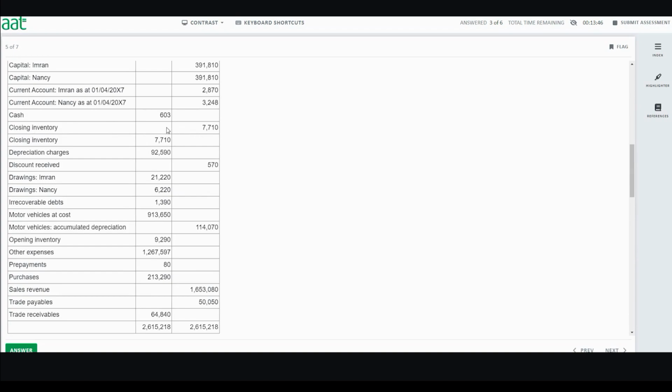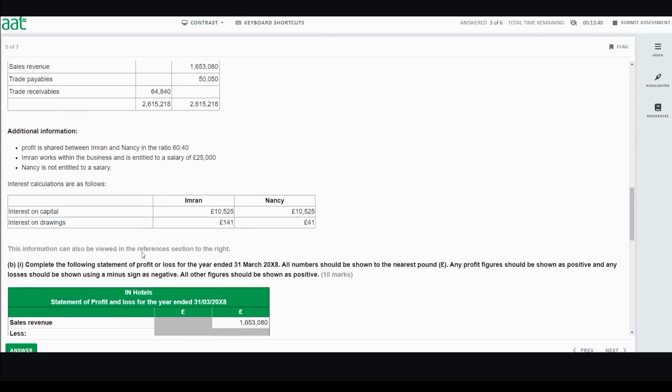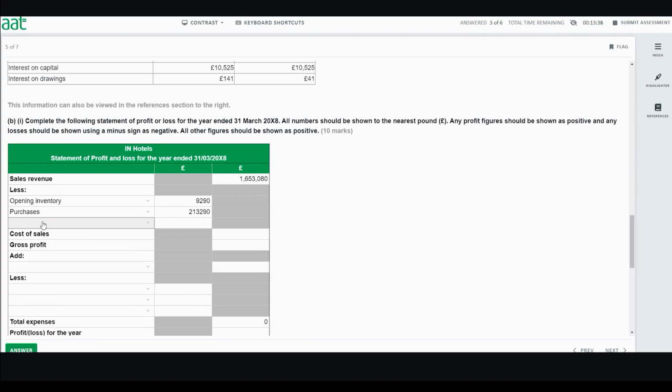The debit one is obviously the statement of financial position, the credit one is your profit and loss because we're taking it out. And 7710. So opening inventory plus purchases minus closing inventory should give you cost of sales of 214870. Remember then you're taking your cost of sales off your sales revenue, which should give you 1438,210.